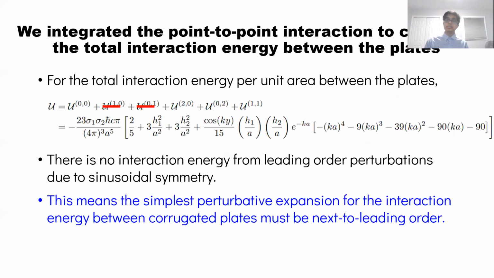We then calculated the interaction energy per unit area between the plates, and we derived this equation for the interaction energy. Remarkably, we found that there was no interaction energy from the leading order perturbative terms due to the sinusoidal symmetry of a system with one corrugated and one flat plate. What that means is that the simplest perturbative expansion we could have used to calculate the interaction energy per unit area had to be in the next to leading order.